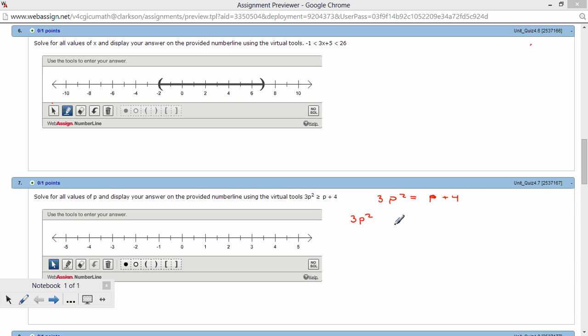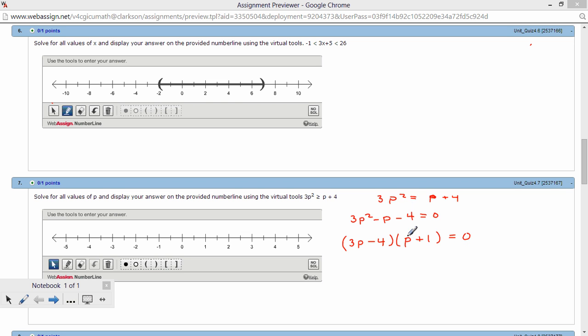Now, 3p squared minus p minus 4 would then equal 0 using the standard procedure of getting one side to 0. And then factoring this might be an issue. If you're having trouble factoring things, you might want to go back to Unit 1 and review factoring. It's going to be a 3p and a p. And I'm going to put a minus 4 in here and a plus 1 in here. Now, if you're having trouble factoring, get back to us. Let us know.